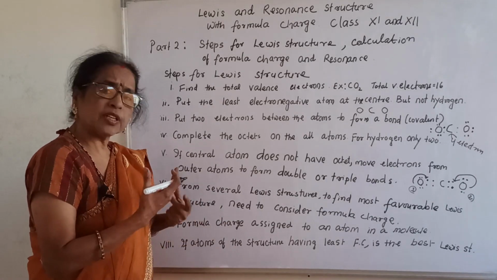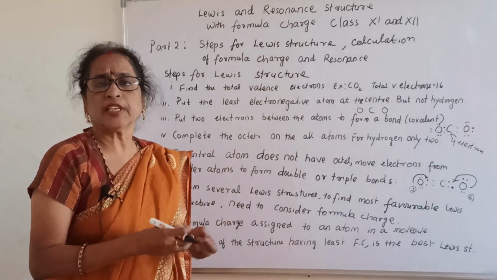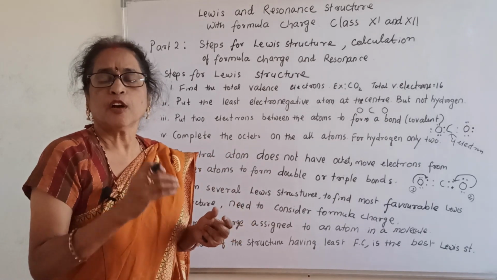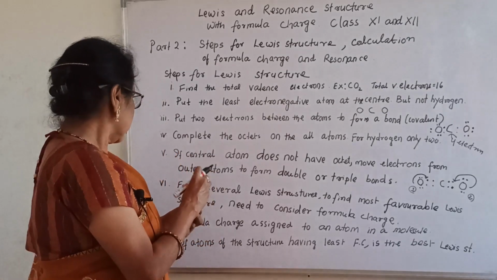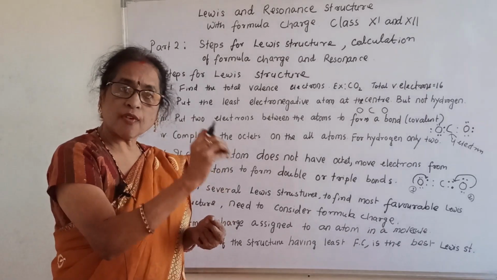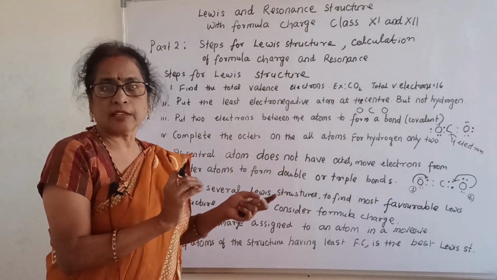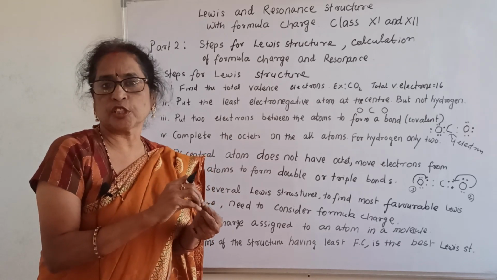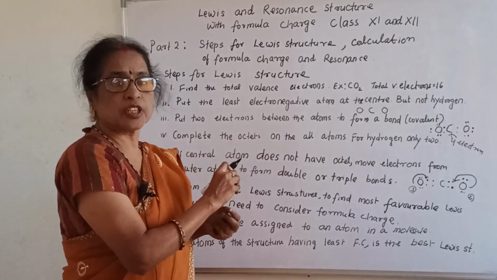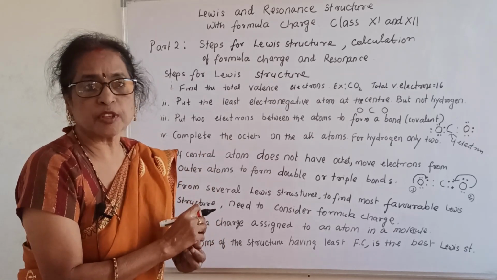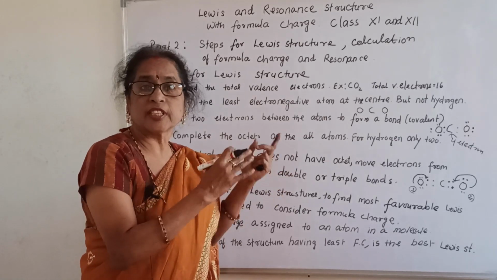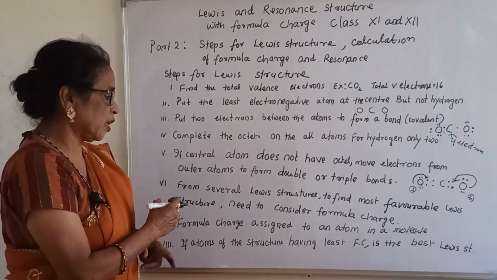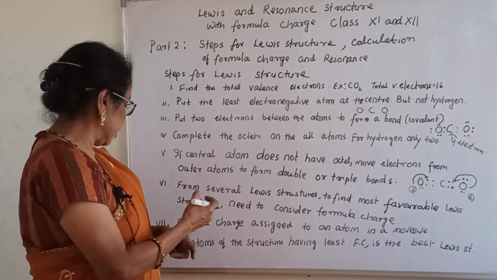Now formal charge, what does formal charge mean? Formal charge is assigned to an atom in a molecule. When a molecule is there, some charges are assigned to a particular atom. Now in carbon dioxide, 2 oxygen and 1 carbon are there. If some charge is given to oxygen 1, and some charge to oxygen 2, and also carbon has a charge, then these are called formal charges. Then how can you calculate a formal charge? Next we will see.